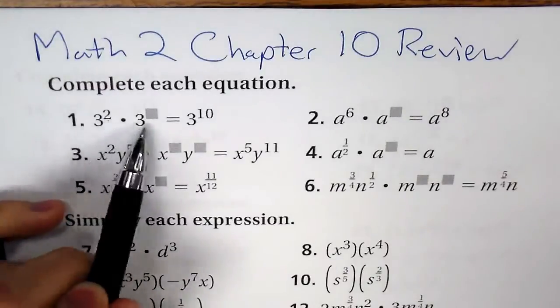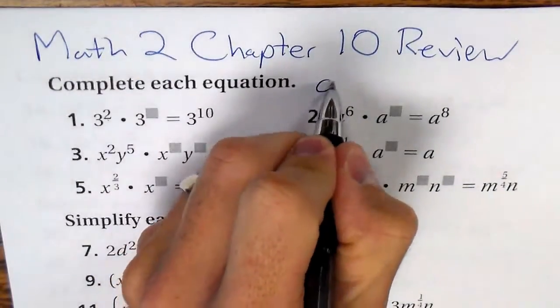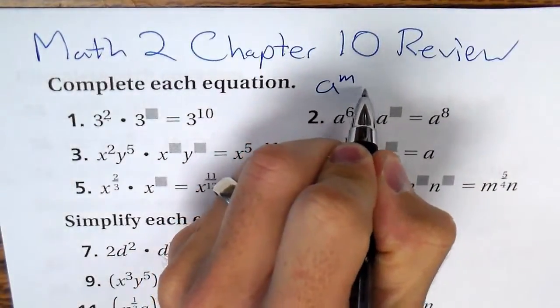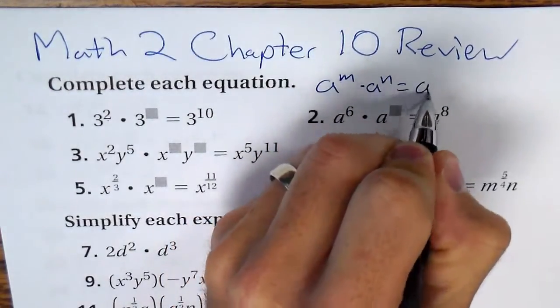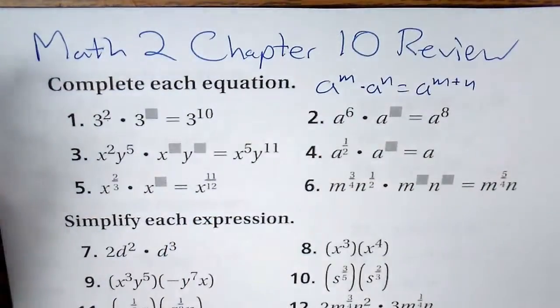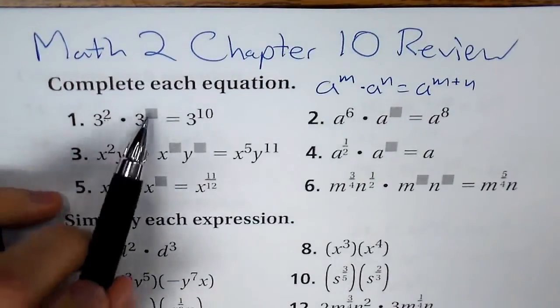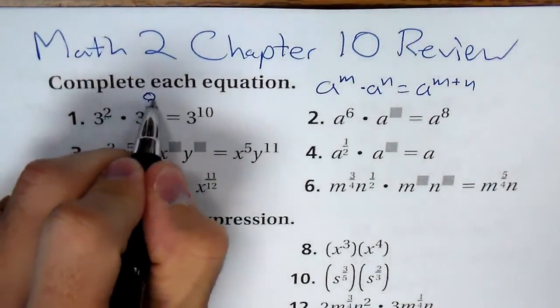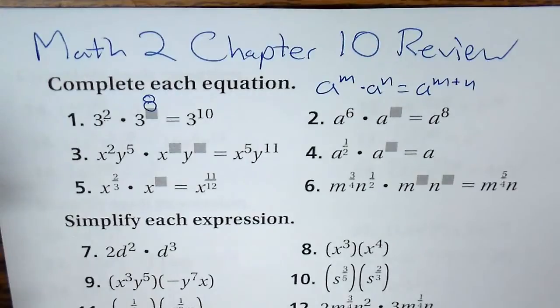Well, I'm going to add the exponents when they're over here, because the rule tells us if we have a to the m times a to the n, it's a to the m plus n. So we're just going to add. 2 plus what is 10? Well, 2 plus 8 is 10, so we'd have 3 to the 8th.